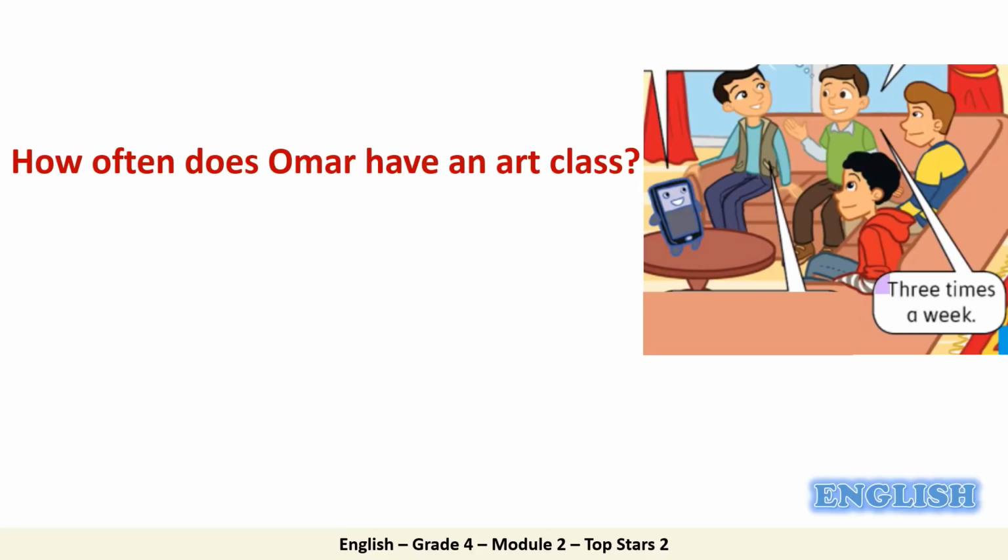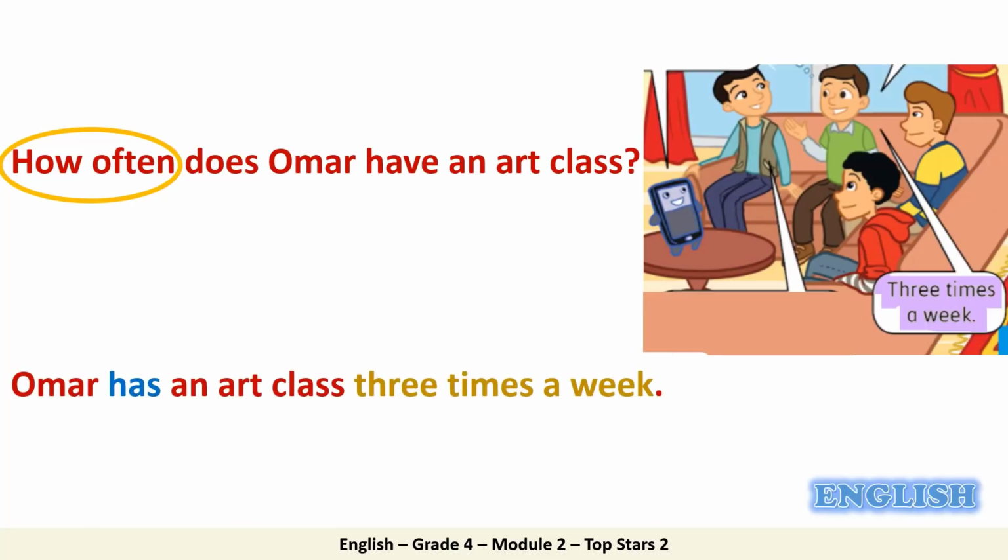Pay attention at this question. Let's read it together. How often does Omar have an art class? The question starts with how often. Do you know why? Correct. Because we are asking about how many times Omar has an art class. Can you find the answer in this picture? Very good. The answer is 3 times a week. Now, if we want to answer this question in a full, complete answer, the answer will be Omar has an art class 3 times a week.